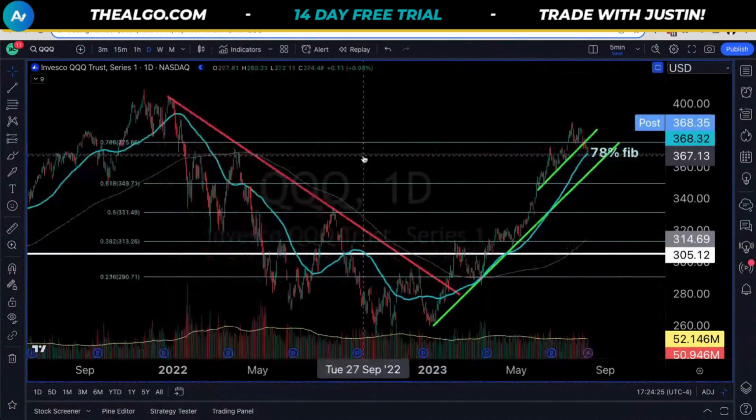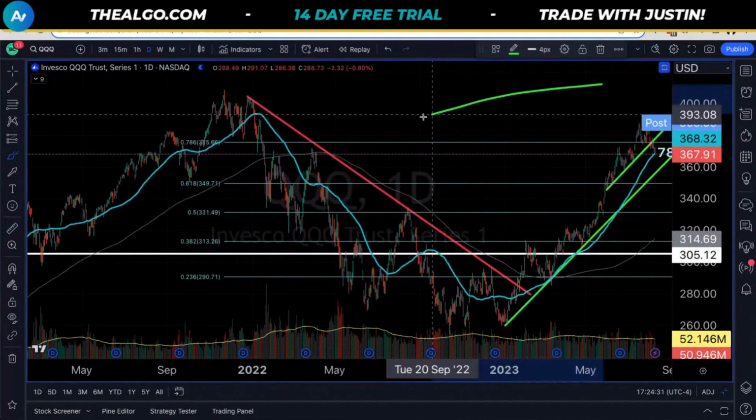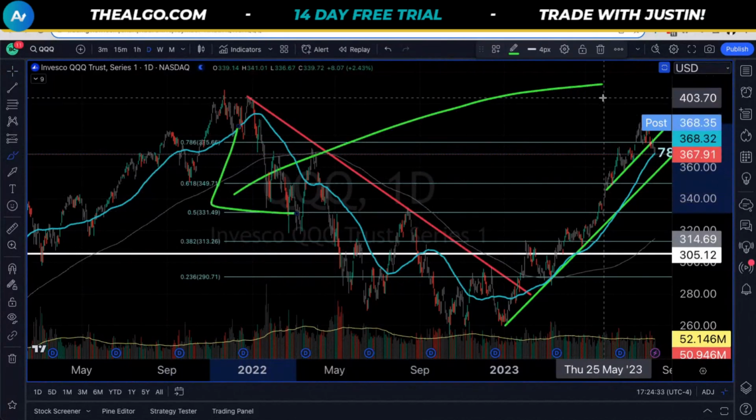So I don't really want to go too much further. I think I laid out a great story on the weekend, which you can now view on the left-hand side here.